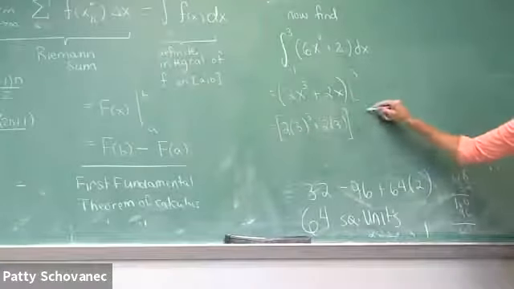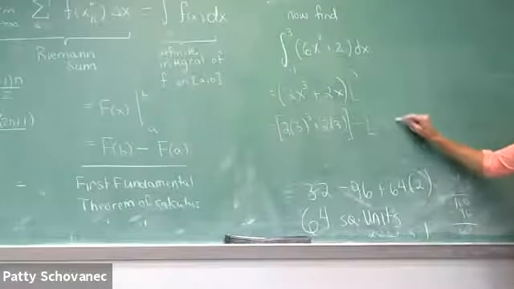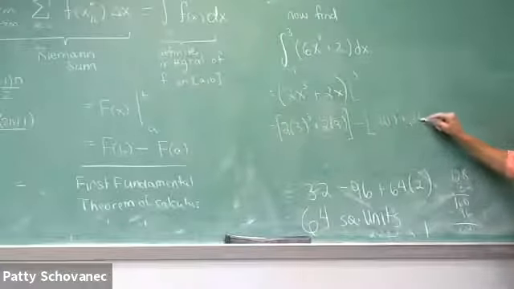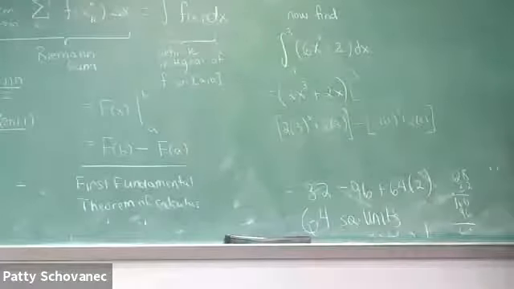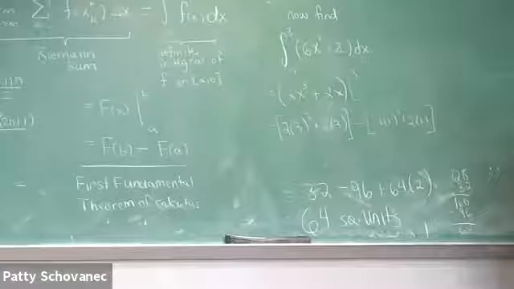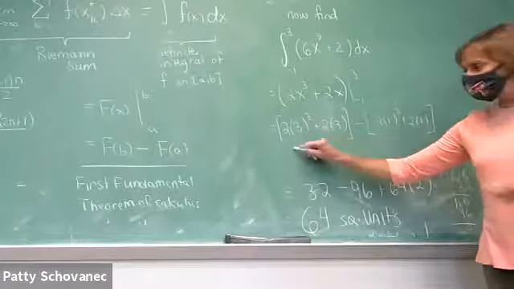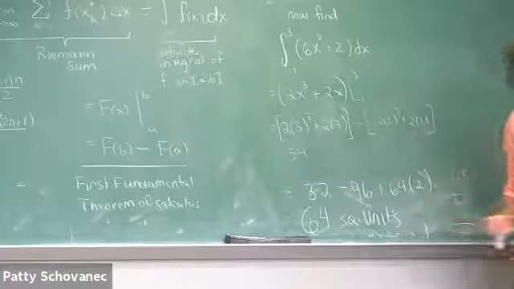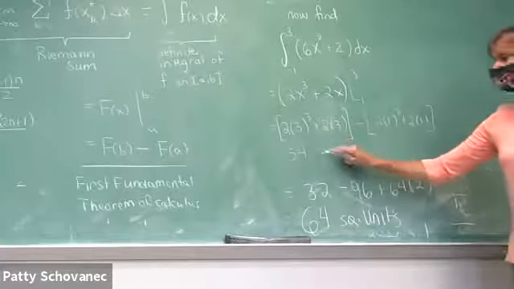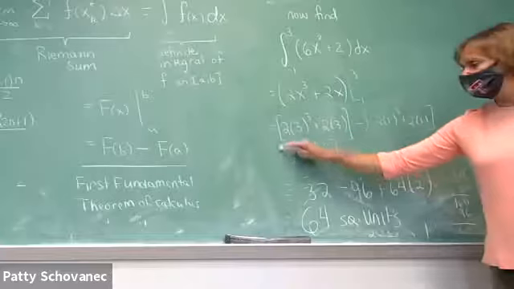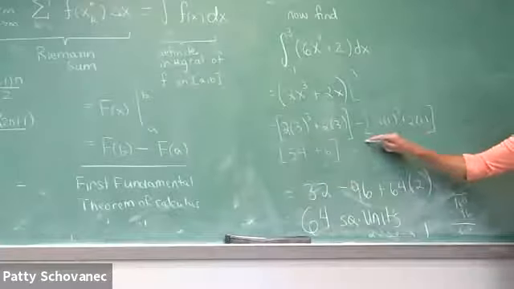And then you're going to put the 1 in for each x. And then you're going to subtract. So 3 cubed is 27. 2 times 27 is 54. 2 times 3 is 6. Keep working down the line.